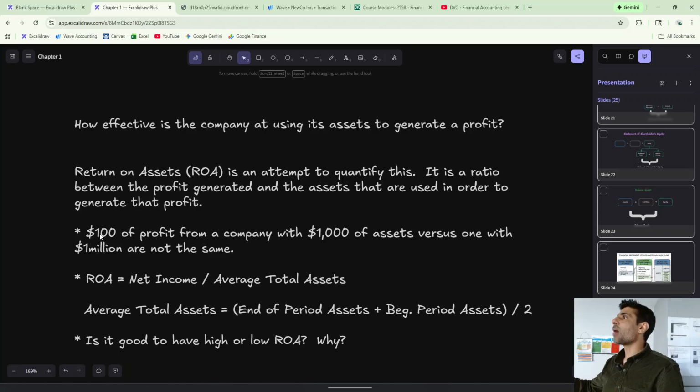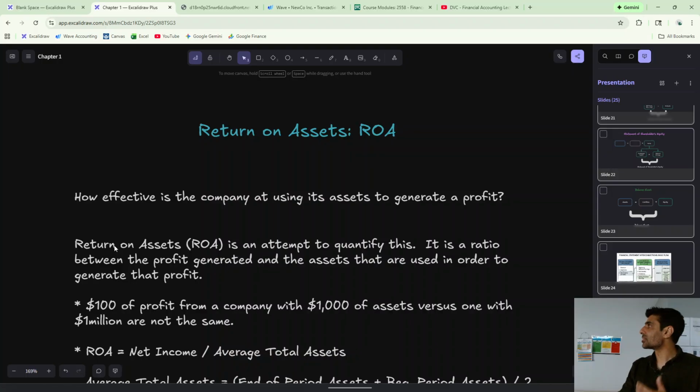But if you're running a car factory, you as the owners are going to have to bring in lenders. You have to bring in partners that are going to put up money, and you have to split the profit with them, right? So this metric, return on assets, is trying to quantify this capital efficiency.